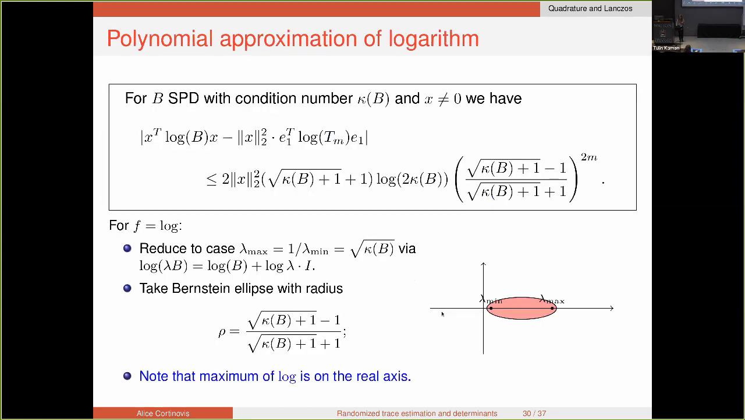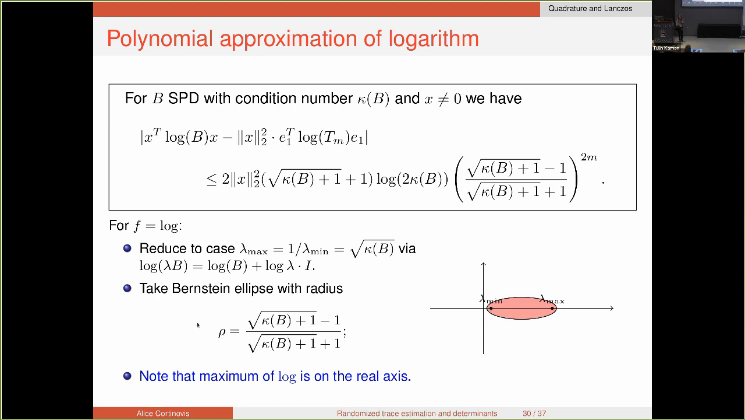Okay, so what happens with the logarithm? For the log determinant, we're just interested in f equal logarithm. The problem is that the logarithm has a singularity in 0. So what you need to do is to rescale and shift this ellipse in such a way that it covers the interval lambda min, lambda max, and it doesn't cross 0.